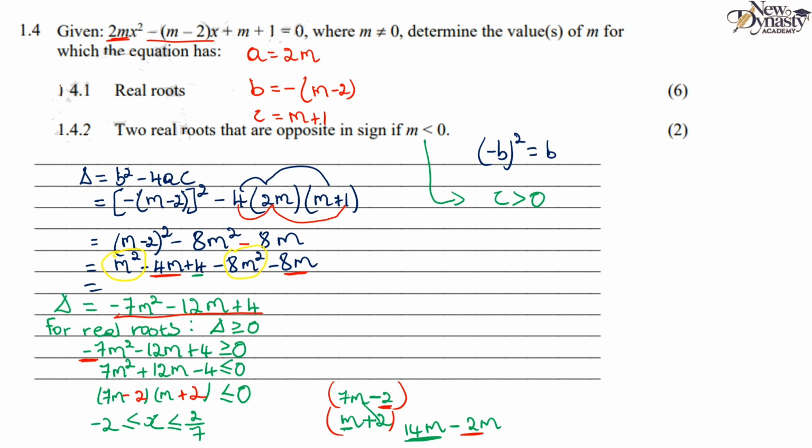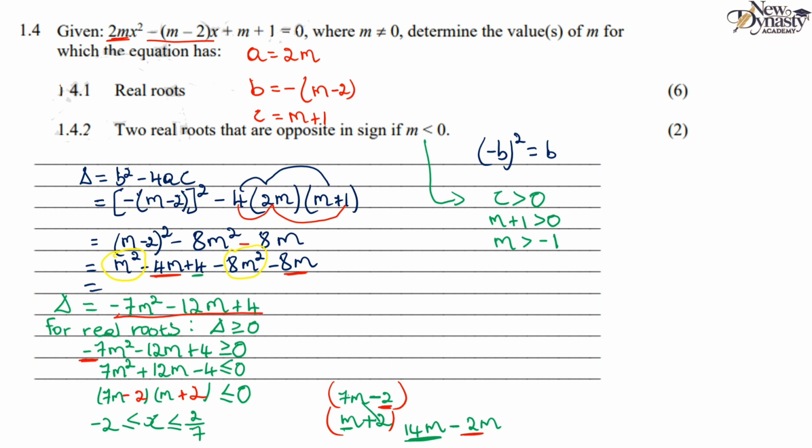So what is our c value? Remember, it was m plus 1. So our m plus 1 here is going to be greater than 0, because that is our c value. So you're going to rewrite that as m plus 1 should be greater than 0. Simplifying that, you have to subtract 1 on both sides. Therefore, your m will be greater than negative 1. So that is the case here.